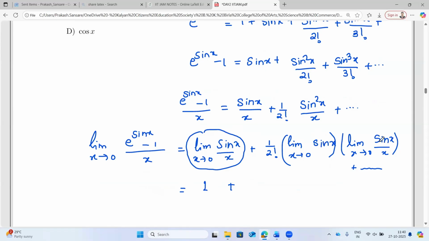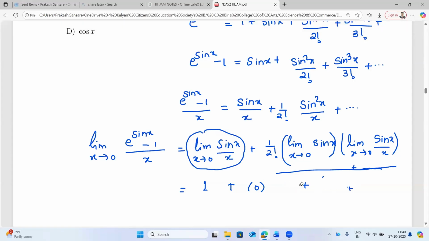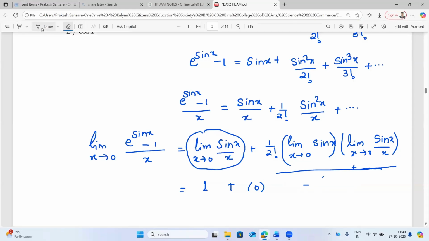Plus, now limit as x approaches 0, here I have written sin x. Here it will be 1, but when x approaches 0, it will be 0 only. Can you see that? Yes, sir. Similarly, here I will have limit x goes to 0 of sin square x into sin x upon x, and that will also give you 0. So from this term onwards, all limits are basically 0. I need not worry. Only the first term will survive, and that will give you the answer as 1.